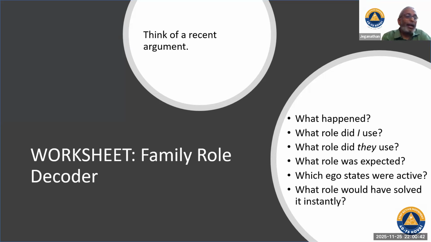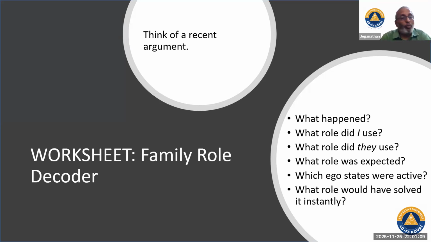Which ego states were active? Which role would have solved it instantly? So these questions provide an insight as to what our favorite roles are, what are the roles we use least, and in the family, what other members use, and what we can do to have a healthy conversation.